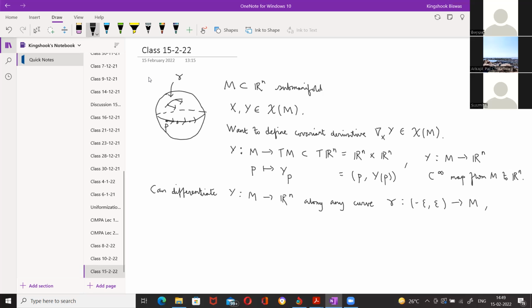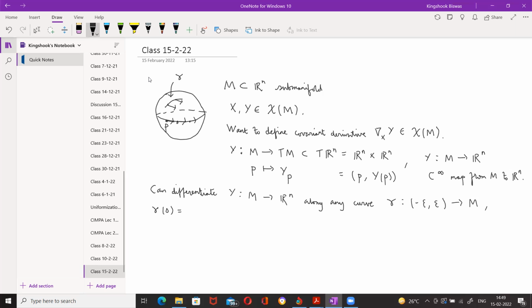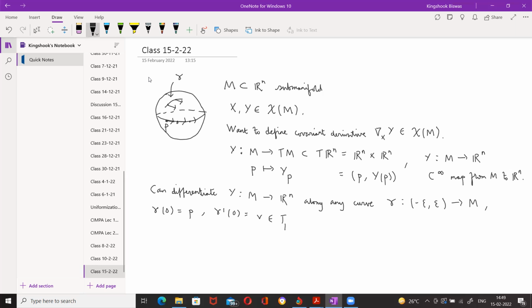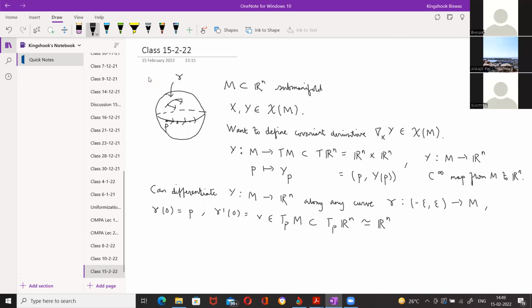So suppose gamma of 0 is P and gamma prime of 0 is V, a vector V. A priori this belongs to T_P M, but this is identified as a subspace of T_P Rn, which is identified with Rn.